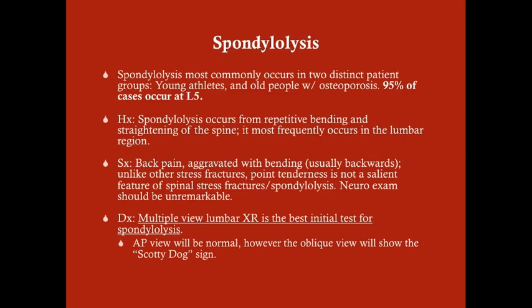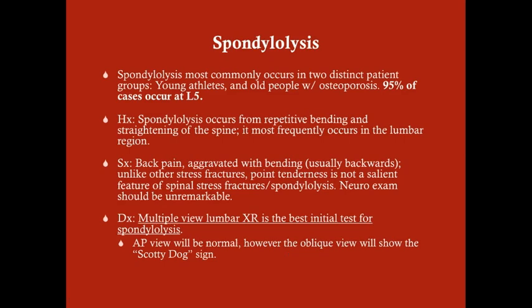If you have a young patient that comes in with acute back pain that's aggravated by bending and they're an athlete, you should get an x-ray. And you should also get multiple views, as you would with any possible fracture. The most important view is the oblique view, but you should get an AP view, a lateral view, and an oblique view. And the oblique view typically shows the Scotty dog sign.